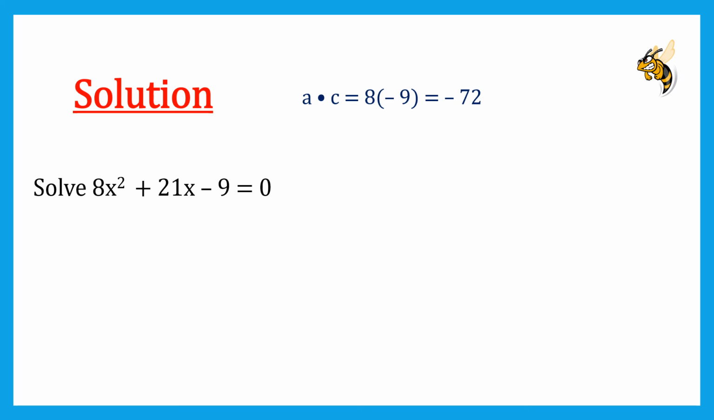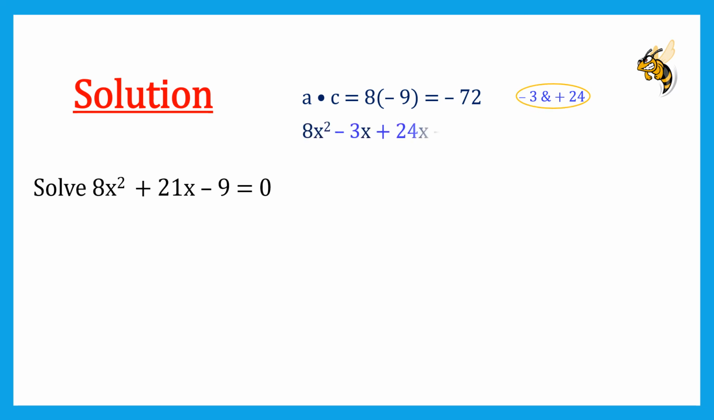Because the product of a times c is negative, we know that one is going to be positive and one is going to be negative. The biggest one takes the sign of b, and since it's a positive 21, that means the 24 will be positive, so it's a negative 3 and a positive 24. We're going to use those two factors to rewrite the middle term, remove the b and replace it with the negative 3x and then positive 24x.